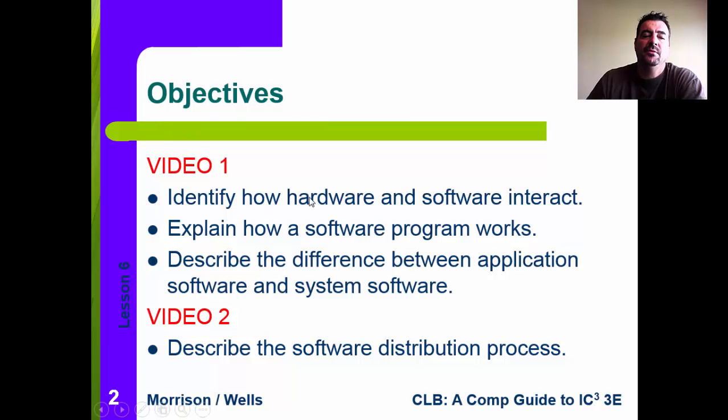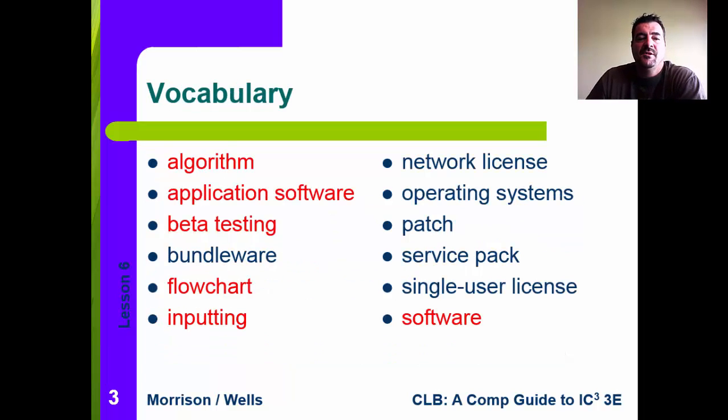Things we're going to do, we're going to break this into 2 parts, but the very first part of this video is going to be how to identify how hardware and software interact. We're also going to explain how a software program works, and you will also be able to describe the difference between application and system software. So what you see in the red here is what we're going to do in this video.